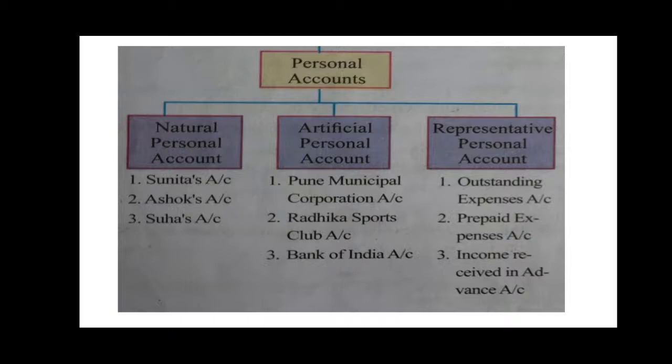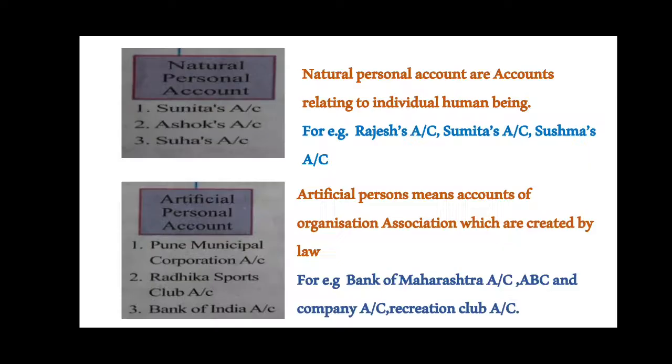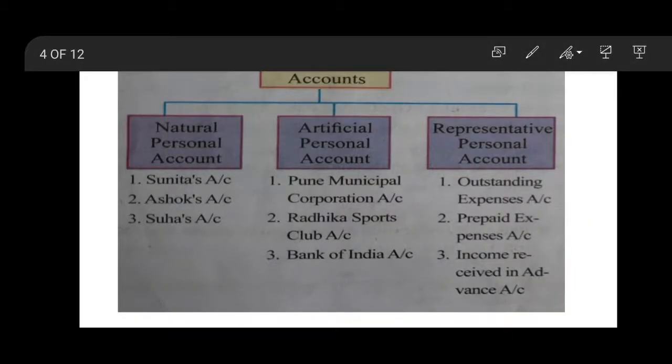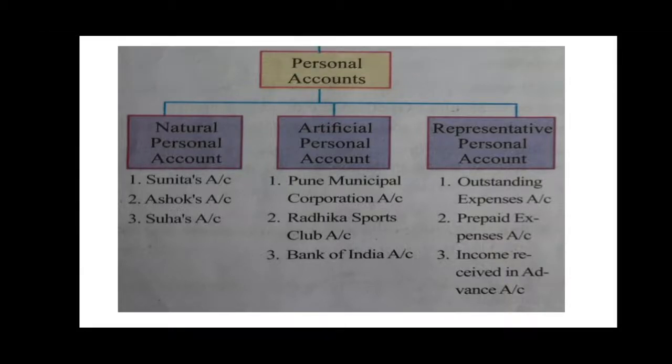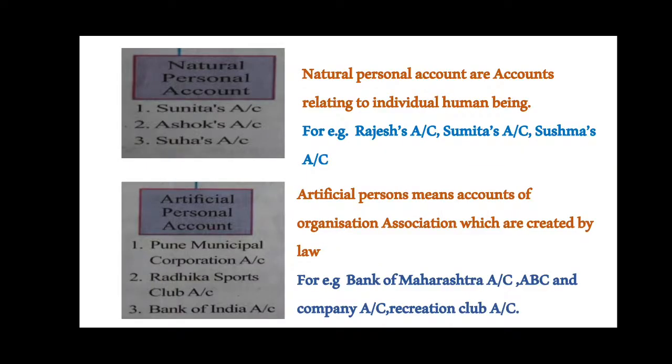As we know, the personal account is divided into three parts: natural personal account, artificial personal account, and representative personal account. First, the personal account represents a person or group of persons with whom the business deals. The very first is natural personal account. Natural personal accounts are accounts relating to individuals or human beings. Examples are Rajesh's account, Sumita's account, Sushma's account, Sunita's account, Ashok's account, and many more. So natural personal accounts are the accounts of human beings.